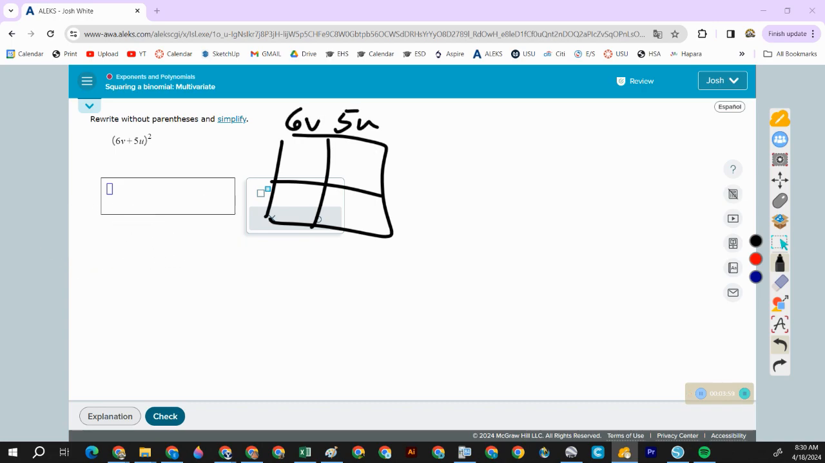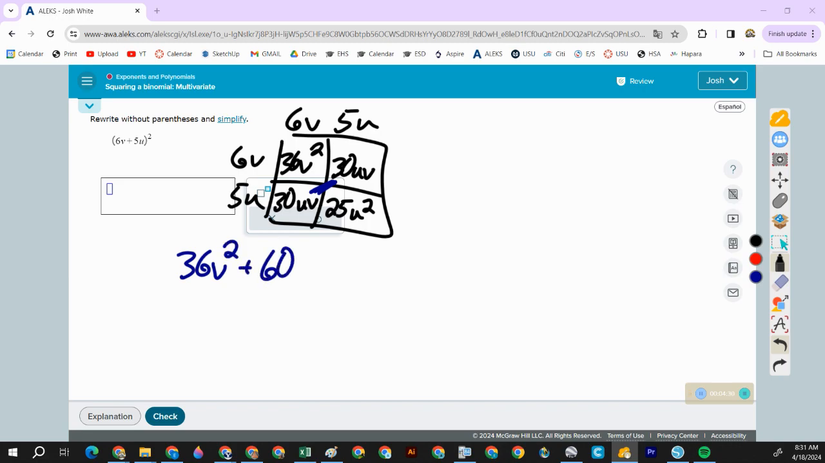6v, 5u, 6v, 5u, and I get 36v squared, 30uv, 30uv, and 25u squared. Do these cancel? No. They're not opposites. They're the same sign. So 36v squared plus 30 and 30 makes 60uv and 25u squared. Okay? All right. Get to work.